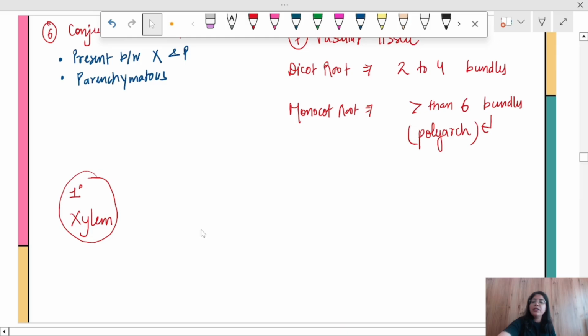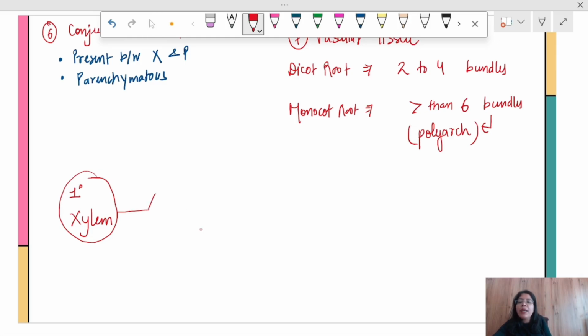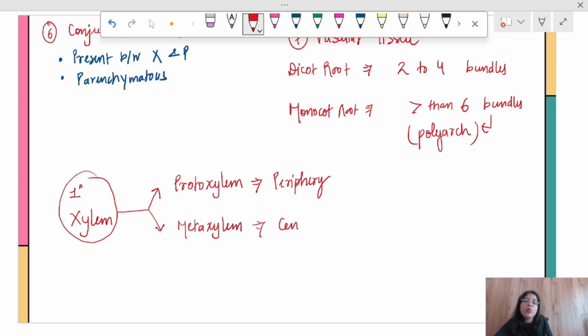I will write here first. Primary xylem is of two types. The first formed xylem is called protoxylem, and the next formed xylem is called metaxylem. After this, secondary xylem is formed. When the protoxylem is towards the periphery and the metaxylem is towards the center, this arrangement of our primary xylem is called exarch arrangement.